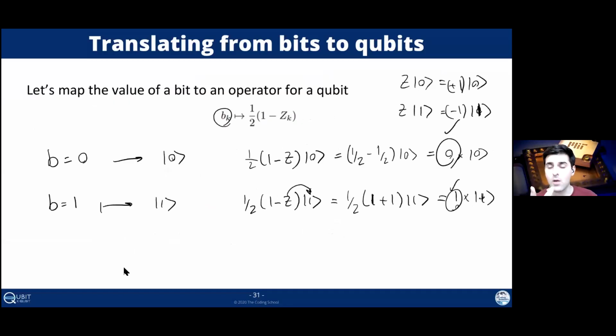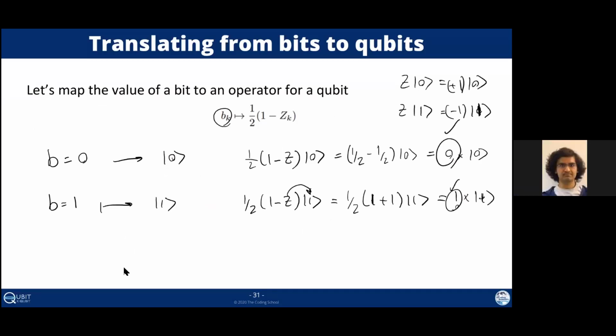If I apply that operator to that qubit state, I get the value that I expect, meaning that if I apply the operator to the 0 state, I get a 0. And if I apply the operator to the 1 state, I get a 1. And that is what I want when I'm trying to map the value of a bit to the operators that correspond to the state of a qubit.